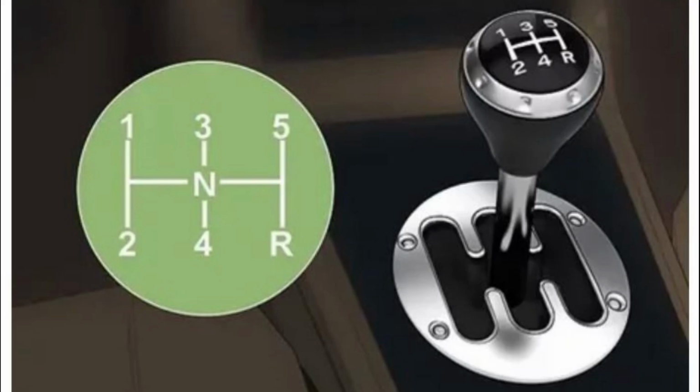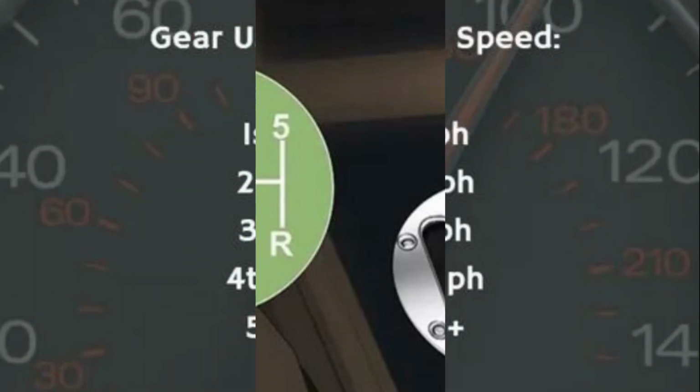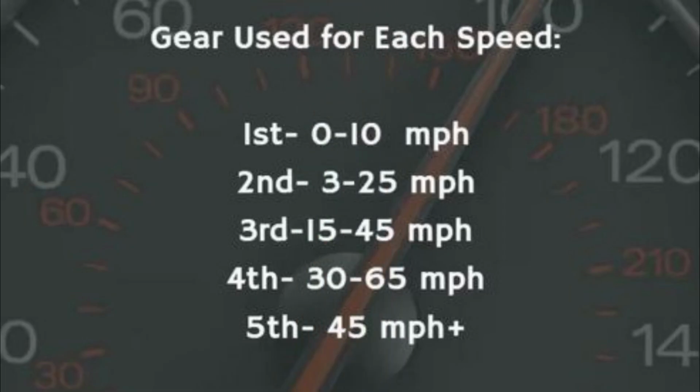When two gears mesh directly, they rotate in opposite directions. By inserting a third gear between them, the direction of rotation of the output shaft is reversed, causing the wheels to rotate backward and the vehicle to move in reverse.